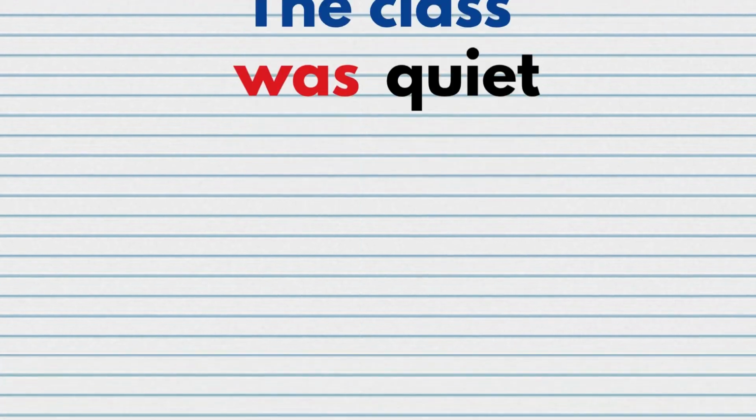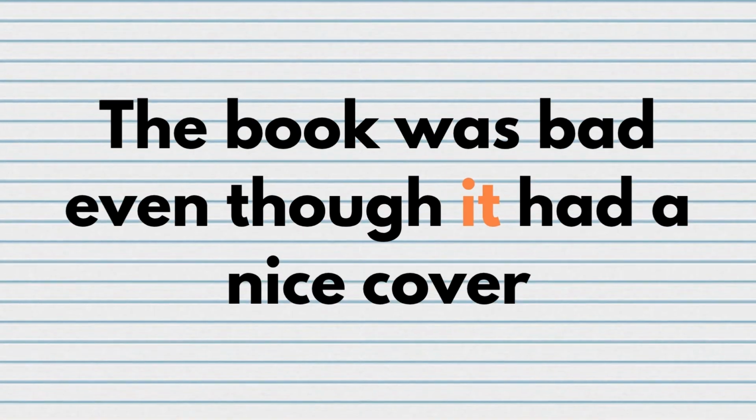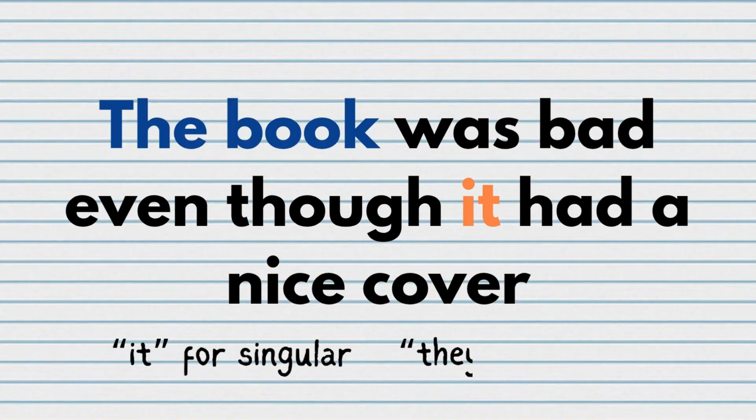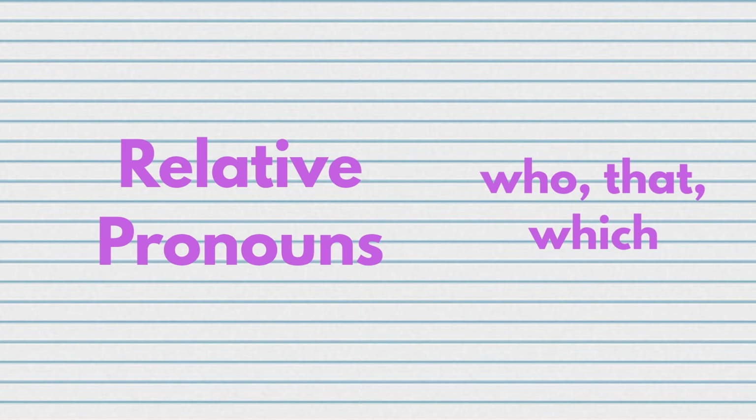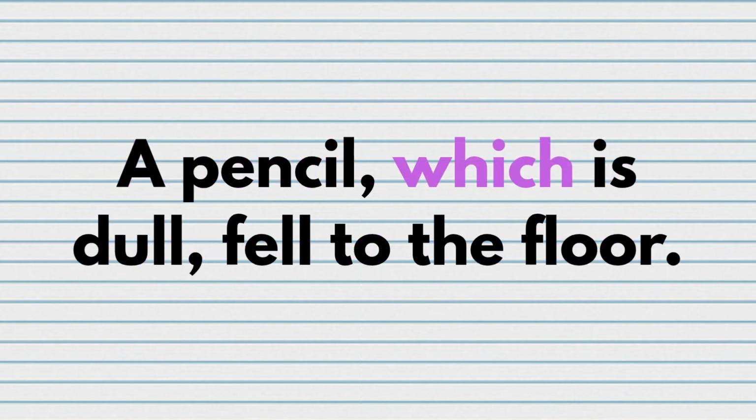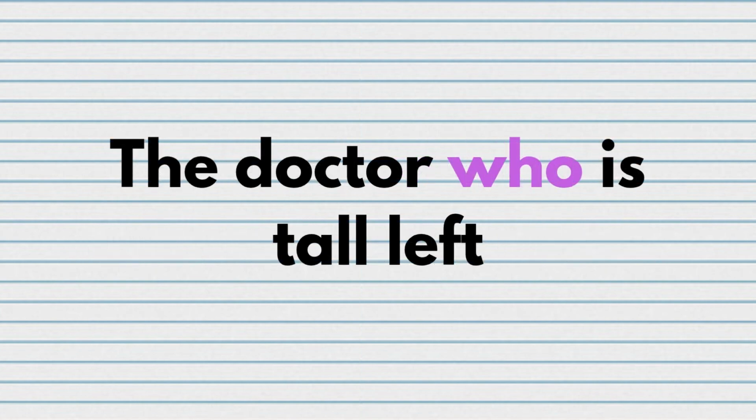Pronouns are very important to know. Similar to subject-verb agreements, pronouns must be plural or singular according to the subject it's referring to. Relative pronouns like who, that, and which are used in the non-essential and essential clauses mentioned earlier. Relative pronouns can start the descriptive clause. For example, a pencil, which is dull, fell to the floor, is a non-essential clause needing these. An essential clause, like the doctor who is tall left, needs the relative pronoun who.